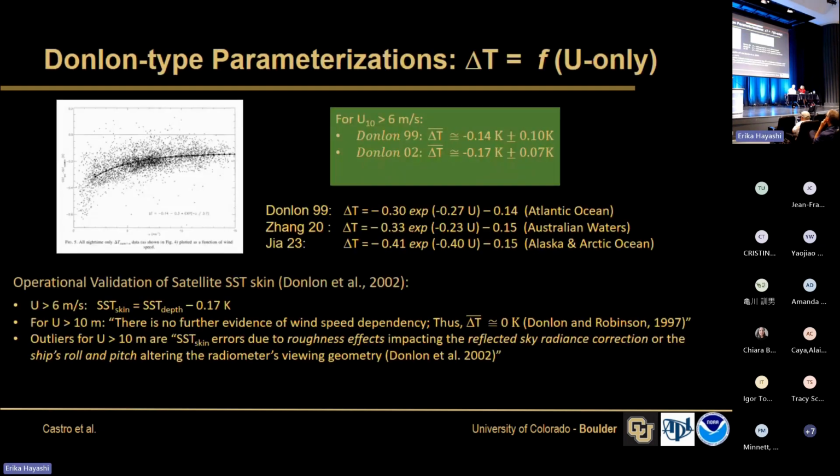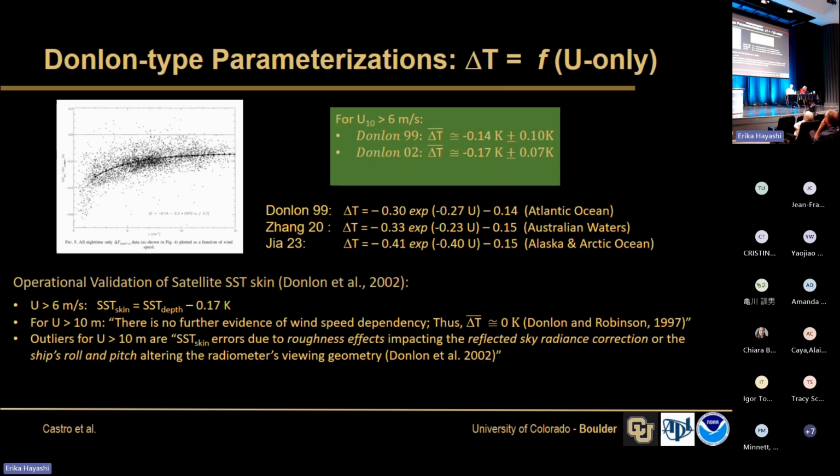Okay. So these Donlon-type simplified parameterizations are based on the nighttime dependence of the delta T on wind speed. And as you can see here, when the winds get high, the delta T becomes nearly independent of the wind speed, and only a very small but very constant temperature difference remains at the interface.